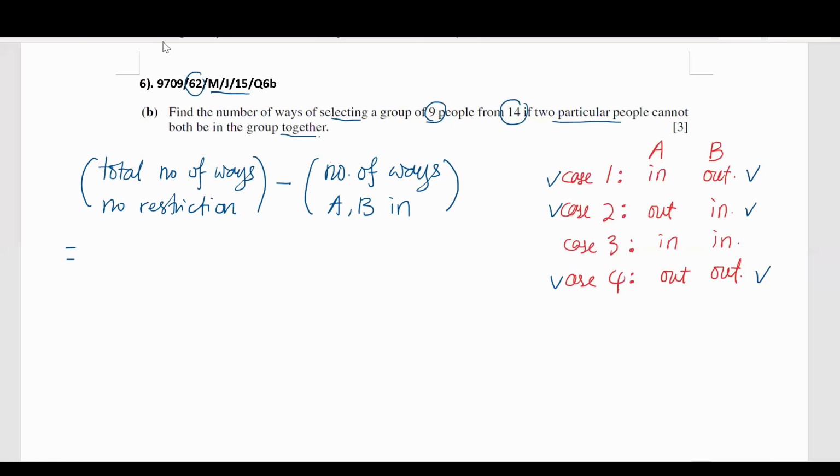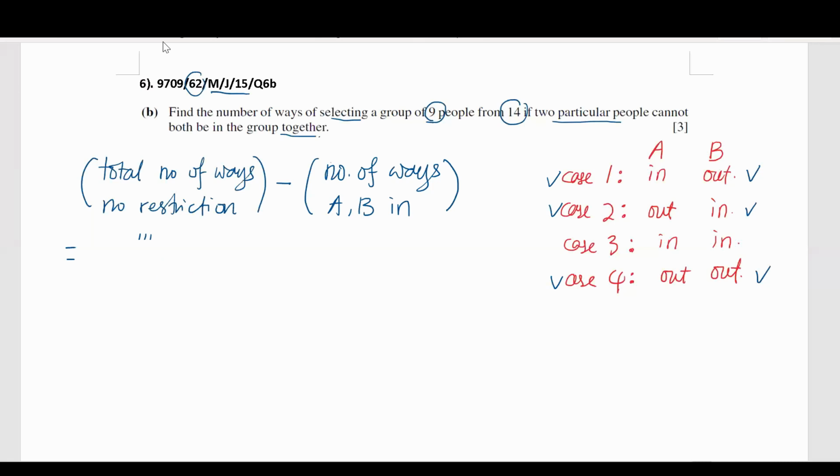All right, so let's find out the number of ways with no restrictions. To select a group of 9 people from 14 people, what is the number of ways given? It is 14C9. All right, from 14 people, we select 9 people at random. All right, this will give us the number of ways with no restrictions.